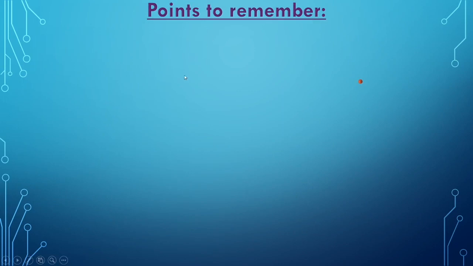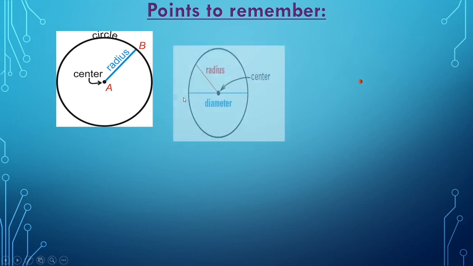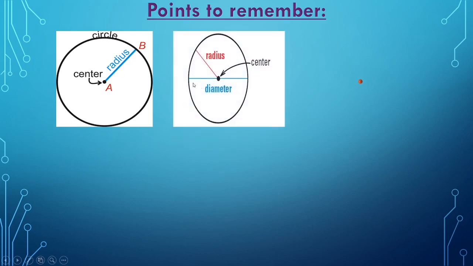Points to remember from this chapter are: Circle. A circle is a collection of all those points which are at a constant distance from a fixed point. That fixed point is called the center, and the constant distance is called the radius of the circle. Next, diameter is a line segment passing through the center of the circle and having its endpoints on the circle.